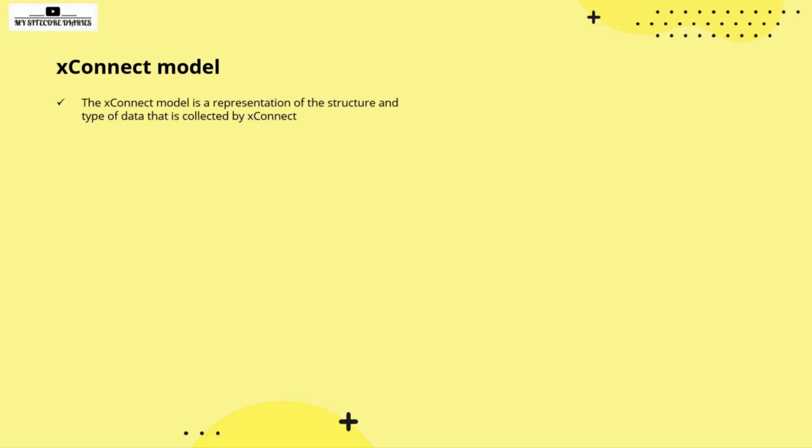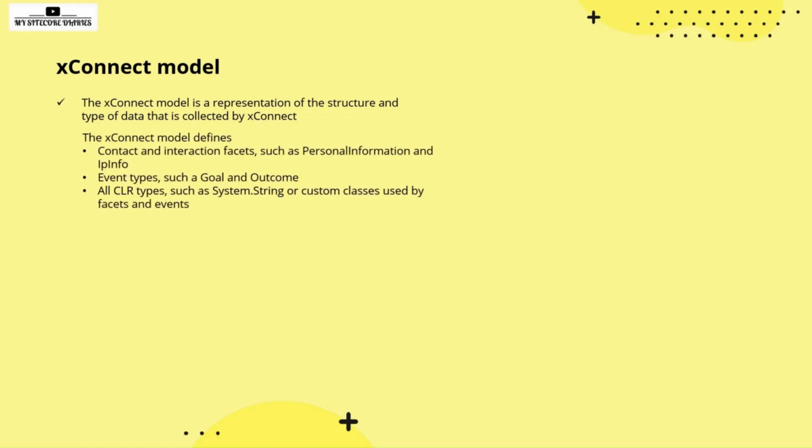So, the xConnect model. The xConnect model is a representation of the structure and type of data that is collected by xConnect. So it is a blueprint of the data structure and type. What does it define? First, it defines the contact and interaction facets such as personal information and IP information. Event types such as goals and outcomes are also defined in the xConnect model. All CLR types such as System.String or custom classes used by the facets and events are defined in the xConnect model.